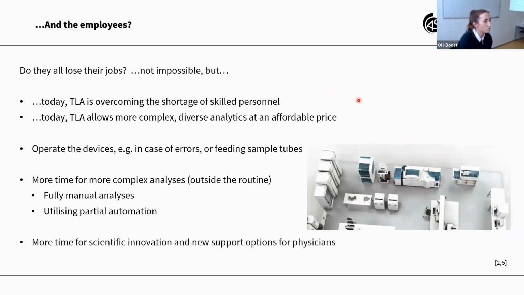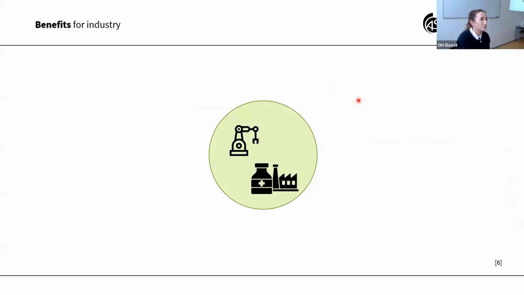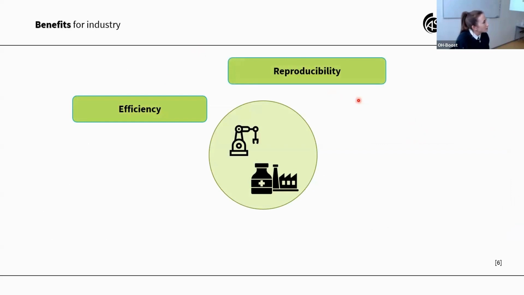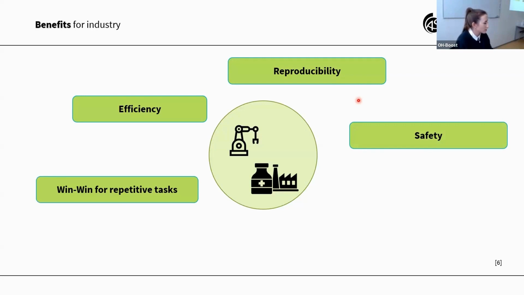And they have also more time for scientific innovation and can offer new support for physicians. So the benefits for industry: we have the efficiency and reproducibility, because every sample is traceable at any time, and we can do processes every time in the same way. Safety aspects: we can keep away our employees from toxic substances or from infectious samples of the patients. We have a win-win situation, because repetitive tasks are very good candidates for automation scenarios.